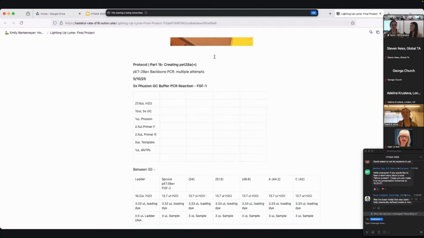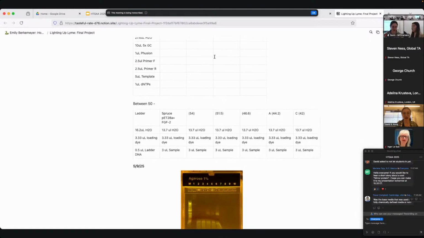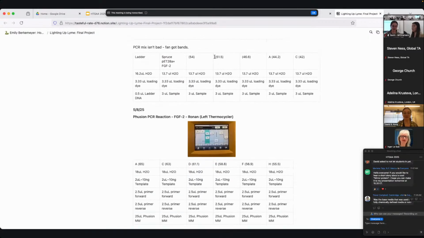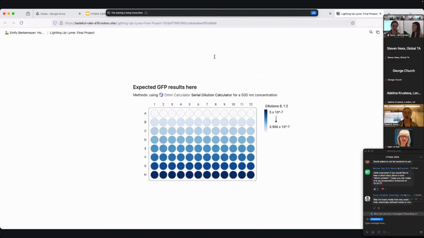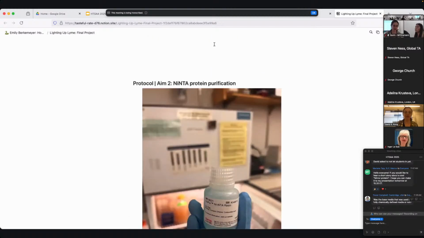There were some difficulties with the backbones, which the TAs were very helpful in understanding, in attempts to PCR the backbone so I could get it out of a clonal gene so I could get the specific binding sites that I needed. So here's some documentation for that. These are my expected results once I'm able to have the pET28 backbone that responds to my specific restriction enzyme sites. So this is a hopeful dilution of that.